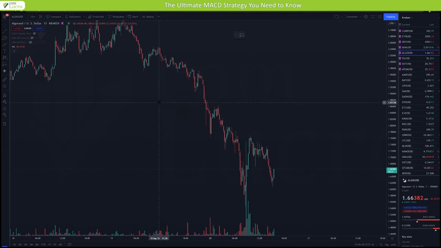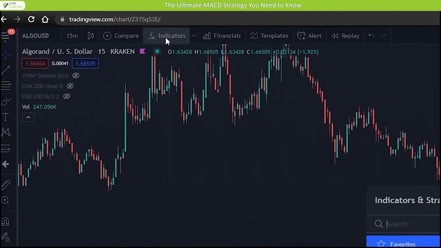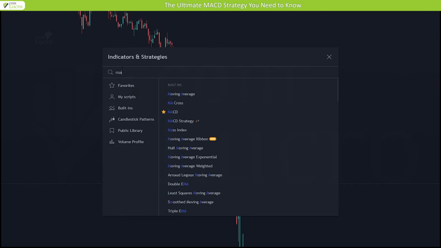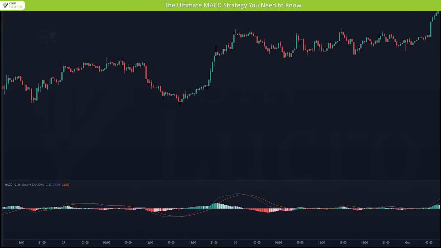But before we dive into advanced strategies, let's focus on getting the MACD onto your chart. To get started, head over to TradingView or any charting platform you prefer. Locate the Indicators tab at the top of your screen. Type MACD into the search bar and select the first option that appears. With the MACD now added to your chart, it's time to understand how it actually works.